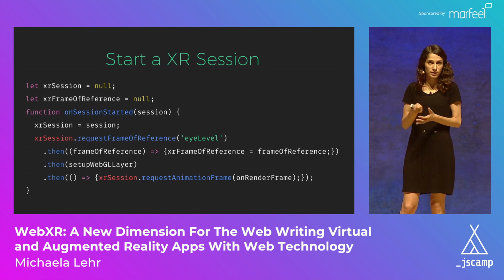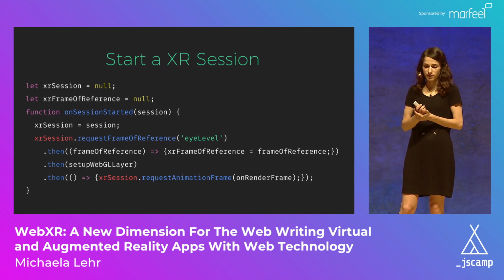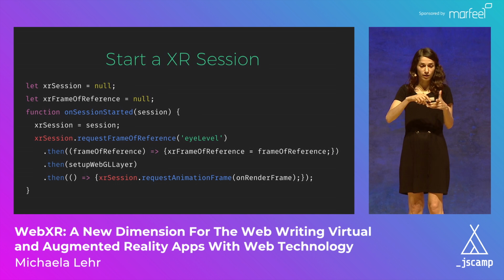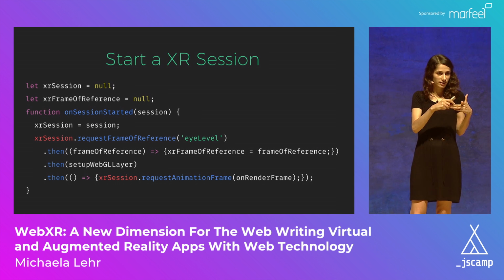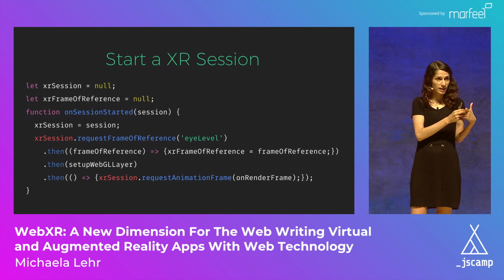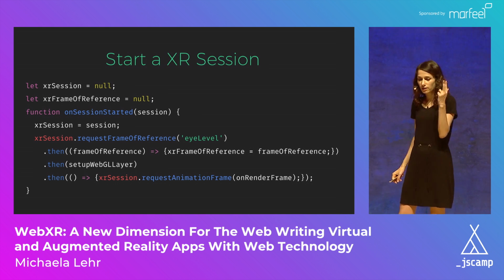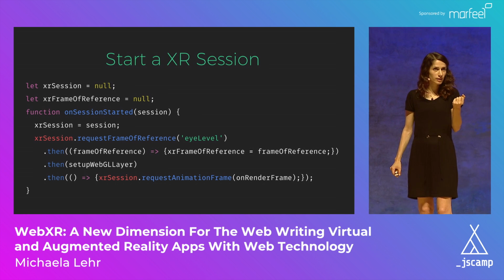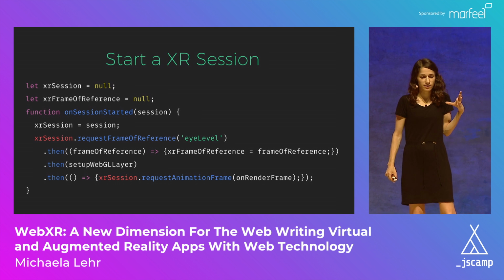So first thing we do is requesting a frame of reference. And this frame of reference defines where the origin of the coordinate system is calculated from and what happens to the origin if the device moves. And there are currently 3 types for the frame of reference. First is head model, then eye level, and then stage.